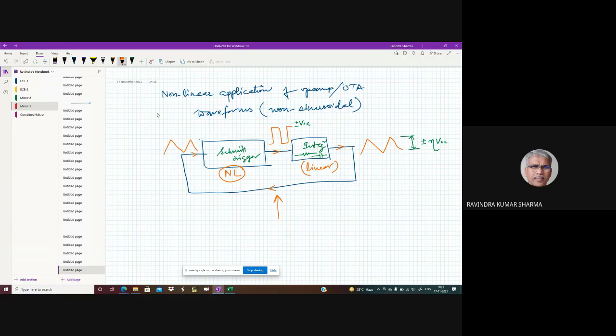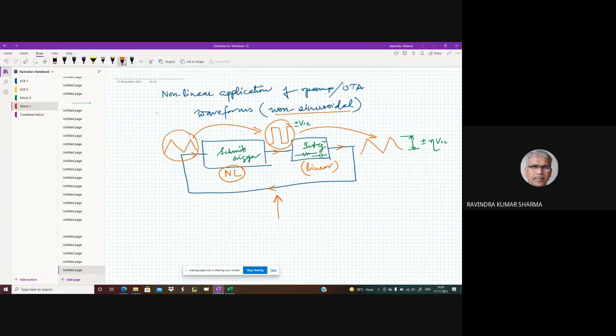They are doing the wave shaping in the sense that this integrator is shaping a square wave into the triangular wave, and a Schmidt trigger is shaping the triangular wave into the square wave. But ultimately, what you get is non-sinusoidal waveform generation, square wave and triangular wave.